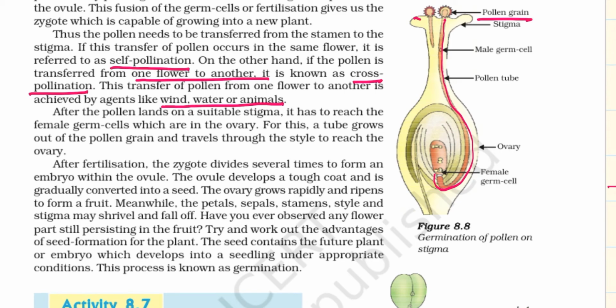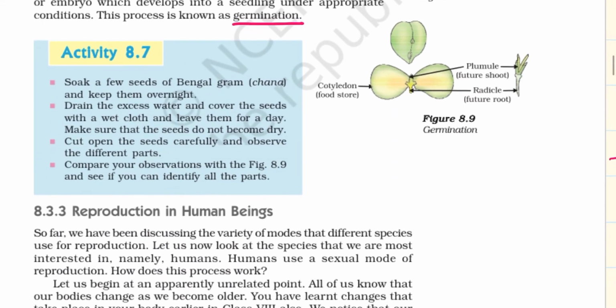Have you ever observed any flower part still persisting in the fruits? Try and work out the advantages of seed formation for the plants. The seed contains the future plant or the embryo which develops into a seedling under appropriate conditions, and this is called germination. So did you see how the whole new plant can germinate from just one small flower, which we all love to touch and see?